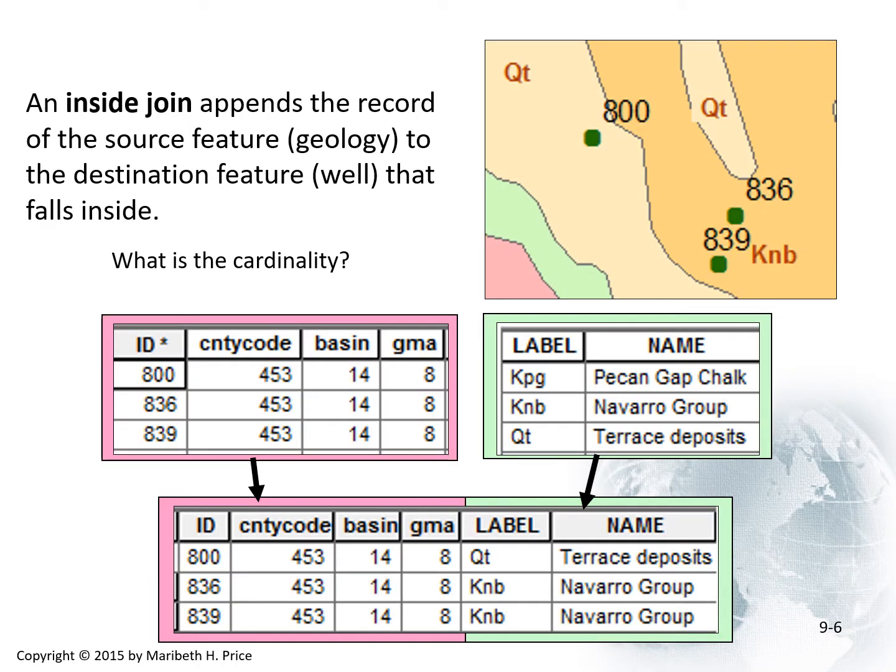The inside join is even simpler. It appends the records of the source feature, geology, to that of the destination feature, wells, that fall inside. So here we have these various wells, and then we have this geology. What we want to do is take that geology information and add it to the wells. So the spatial join looks at each well and says, what geology am I inside? That is the geology information that is then attached to that well.